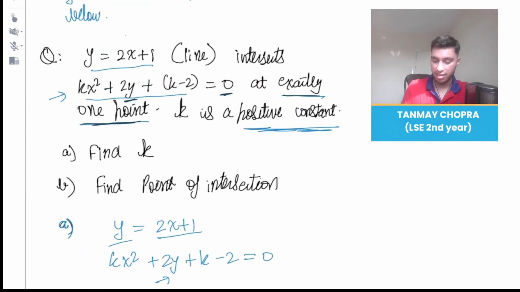We have thus found part A. The next part says we need to find the point of intersection. You could draw a graph. In this particular case, you don't need to. And it's hard to see how you would draw the graph because you have a 2y term in there.